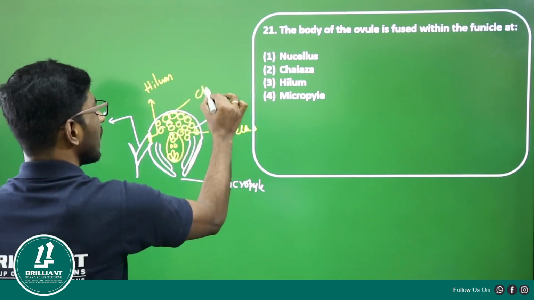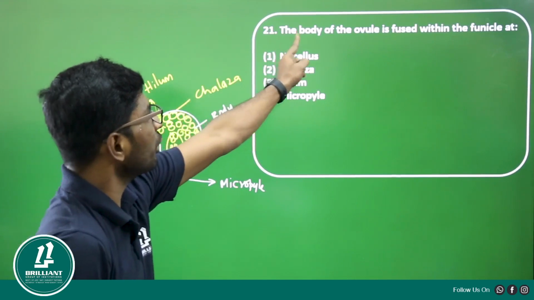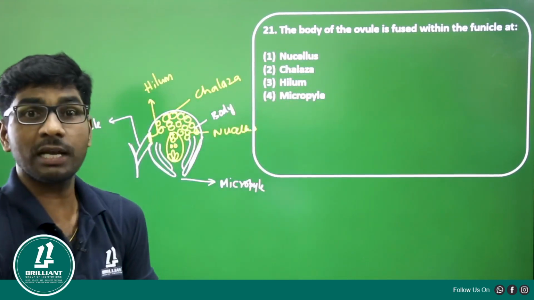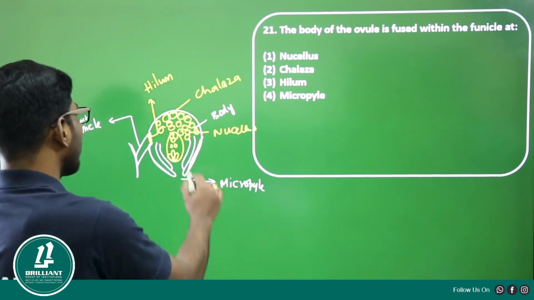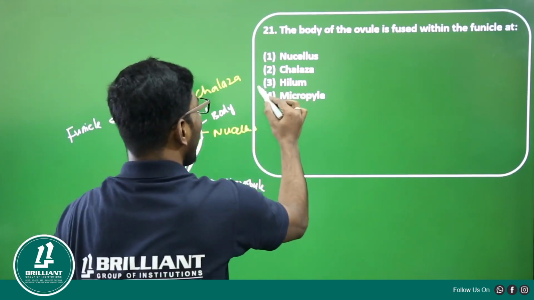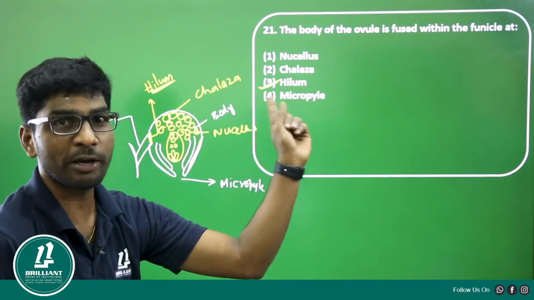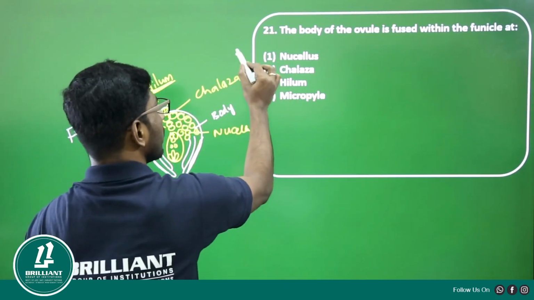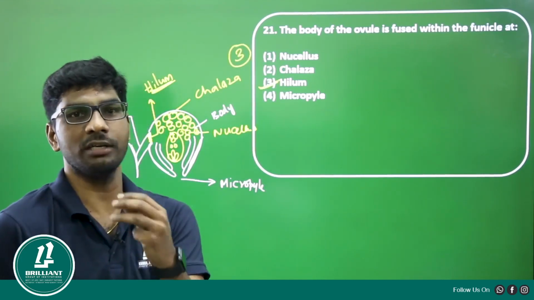This part is called the chalaza, right? Look here. The body of the ovule is fused with the funicle at a specific point known as the hilum. So the correct answer to this question is hilum. Not chalaza, not nucellus, not micropyle. Question number 21, the answer is 3, hilum.